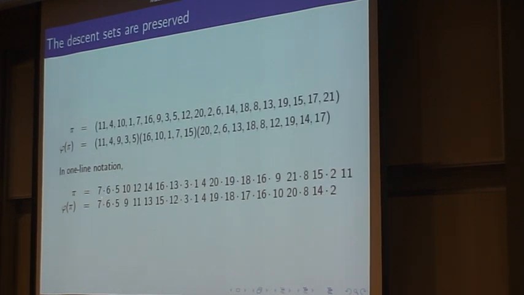This is the same permutation, but in one-line notation, so you can see where the descents happen. Sometimes there are positions where here I had a 9 and that became a 10, so it's not true that I always move the numbers down. Okay, so I think that is all I wanted to say.